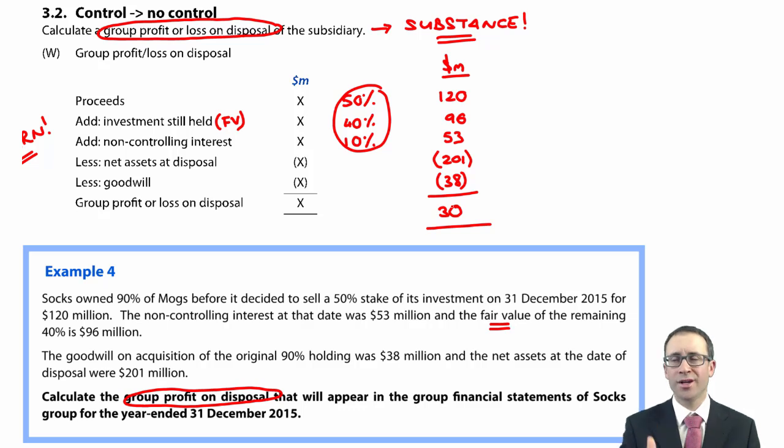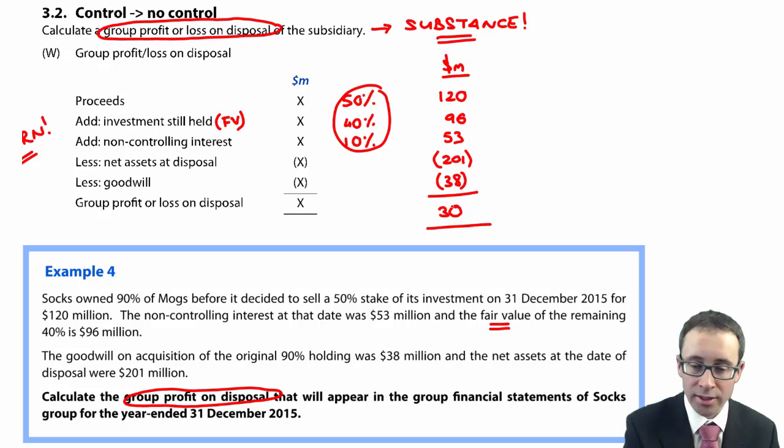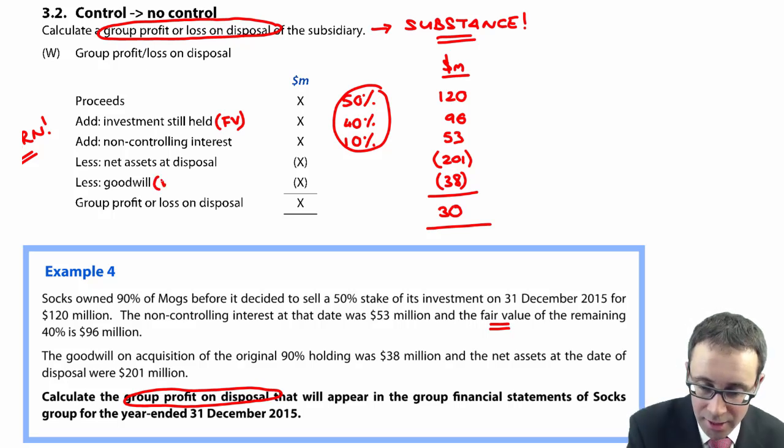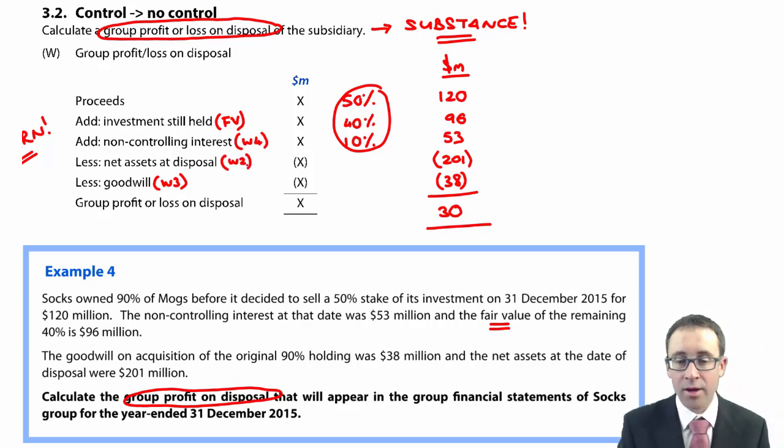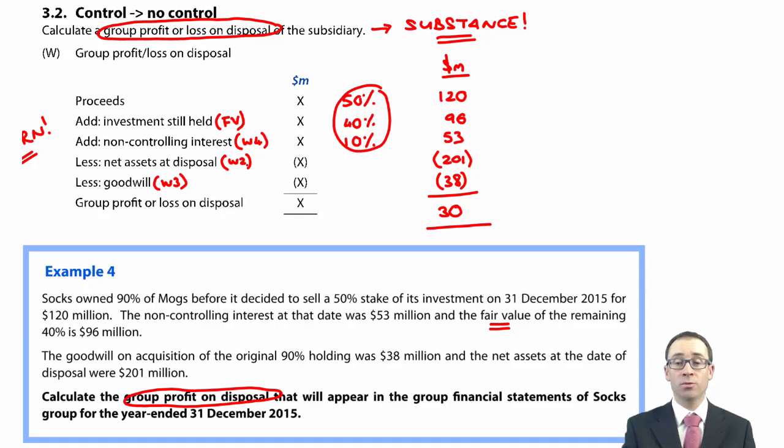There are some little tricks that the examiner has up their sleeve to try and make it more difficult. One of which could be to calculate the goodwill. The other one of which could be to work out the non-controlling interest. If that's the case, goodwill is working 3. Non-controlling interest is working 4. If the examiner was in a really nasty mood, they could get you to work out the net assets at disposal, which essentially is what you do in working number 2. Okay, but that's just there for background thought.